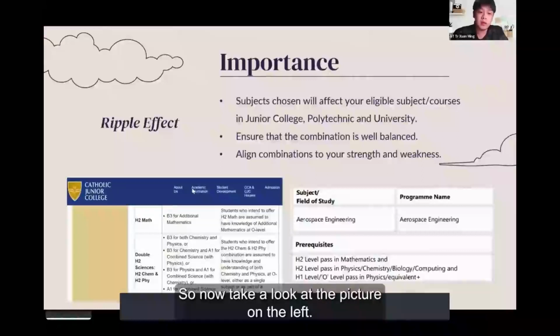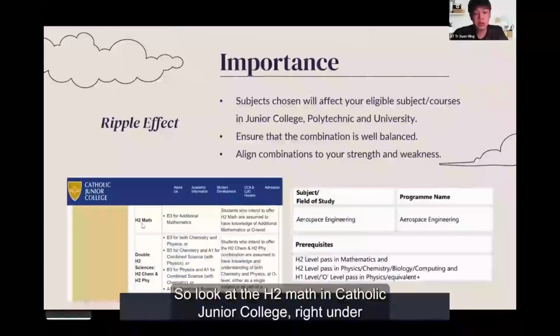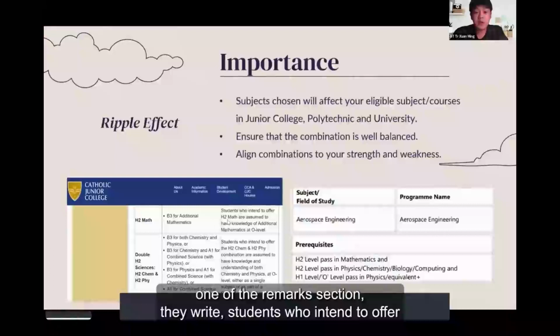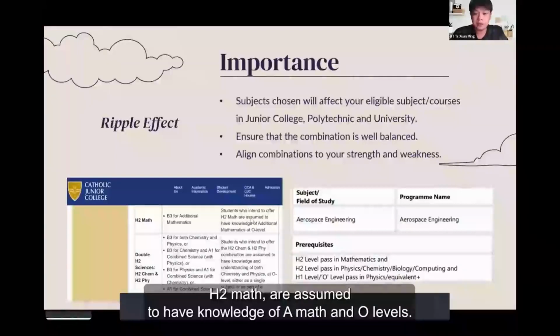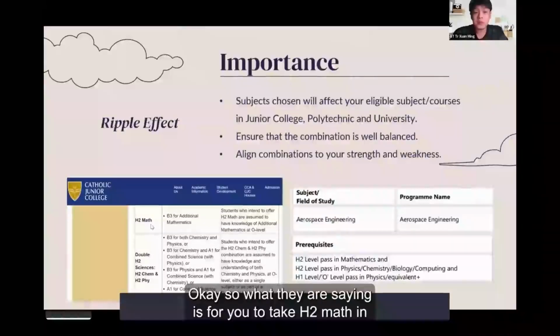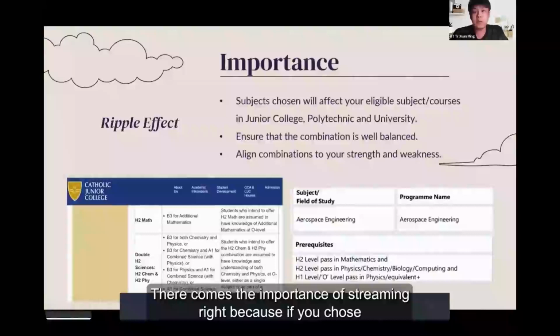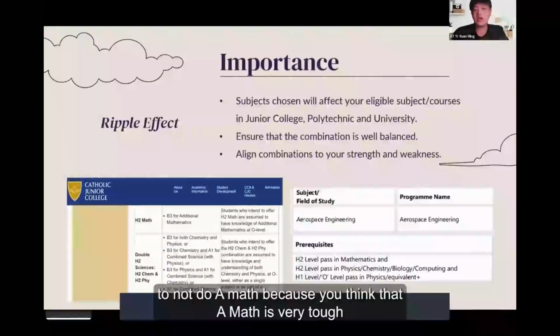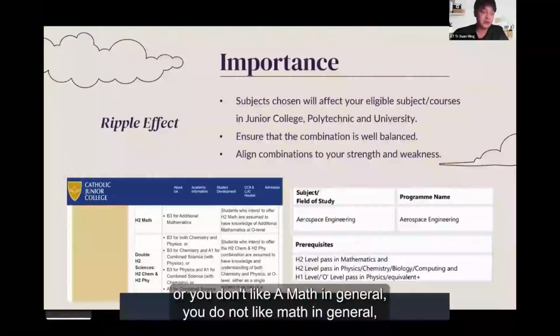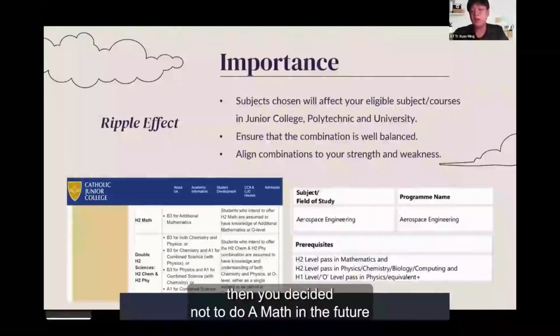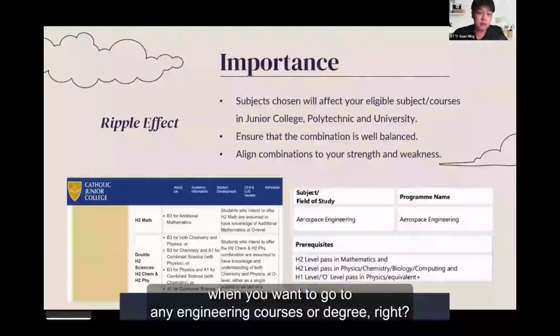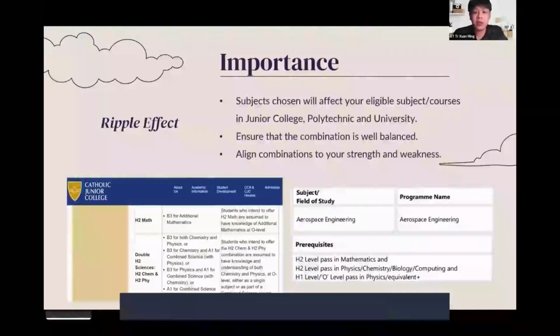Now take a look at the picture on the left, under Catholic Junior College. Look at the H2 math in Catholic Junior College. Under the remarks section, they write, students who intend to offer H2 math are assumed to have knowledge of A-Math at O levels. So what they are saying is, for you to take H2 math in JC, you need to have A-Math. There comes the importance of streaming. If you chose not to do A-Math because you think that A-Math is very tough, or you don't like math in general, then in the future, when you want to go to any engineering courses or degree, there'll be an issue, lah.